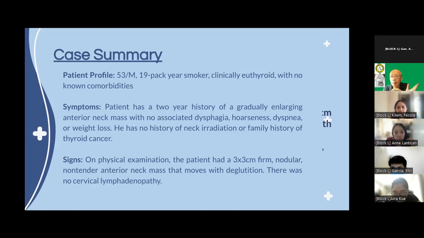Now, kung diffuse toxic goiter, then you're talking about hyperthyroidism. If you have eye signs and tremors, then you call that Graves' disease. Kung walang eye signs, walang exophthalmos, then you just say it's hyperthyroidism, non-Graves' disease. Do you follow? Are you following?